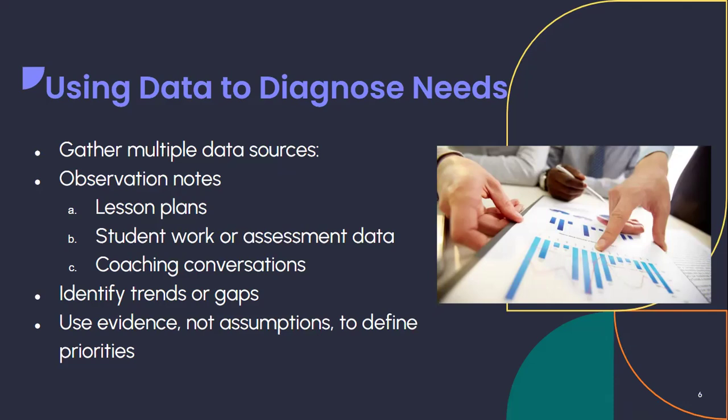So you want to triangulate what you see, what the mentee says, and what the students produce. For example, if observation notes show limited student talk and the mentee expresses uncertainty about questioning techniques, that's clear evidence the goal may center on improving instructional dialogue or scaffolding student reasoning.